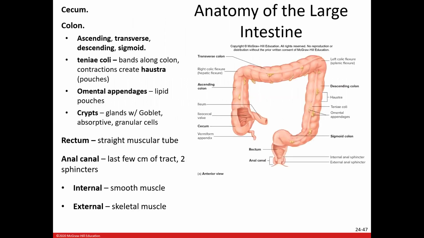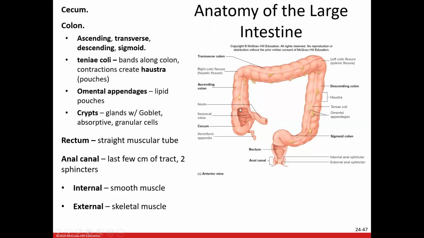So the large intestine starts out with the cecum. That's this little pouch right here. And we have the ileocecal valve that deposits the chyme, which will become feces, into the first section of the large intestine. You then have four pieces that make up the colon section of the large intestine.